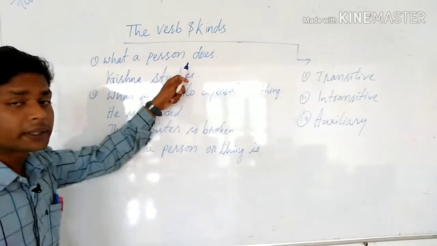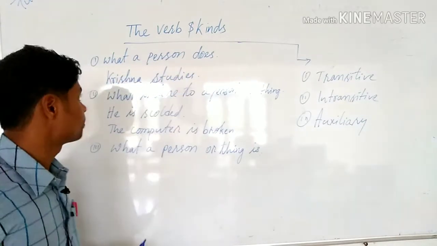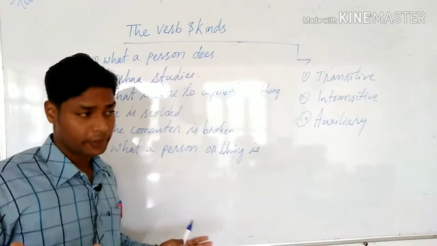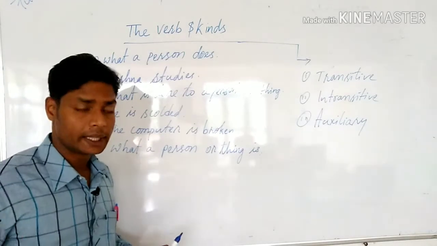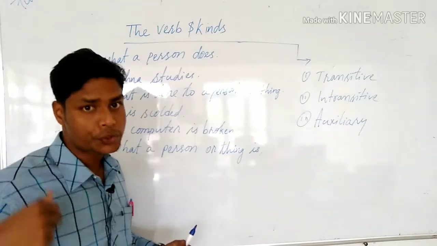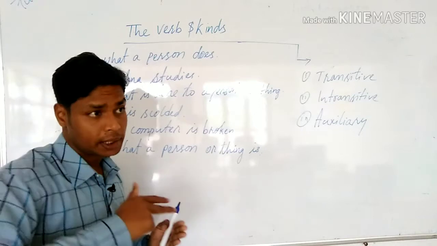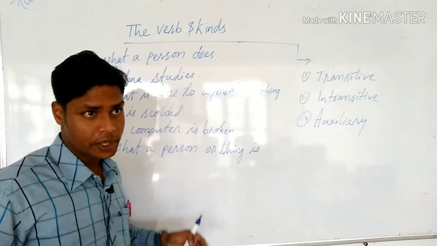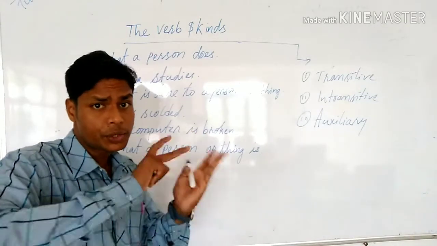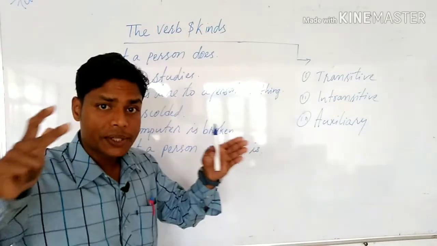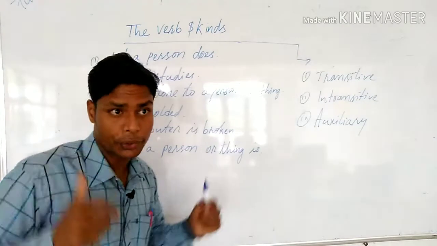What a person does. Understand, for example, Krishna studies. What does he do? He is studying. He walks in the field. He jumps. He cooks. So what a person or animal does, the dog is running. So it states what something is doing or a person is doing.